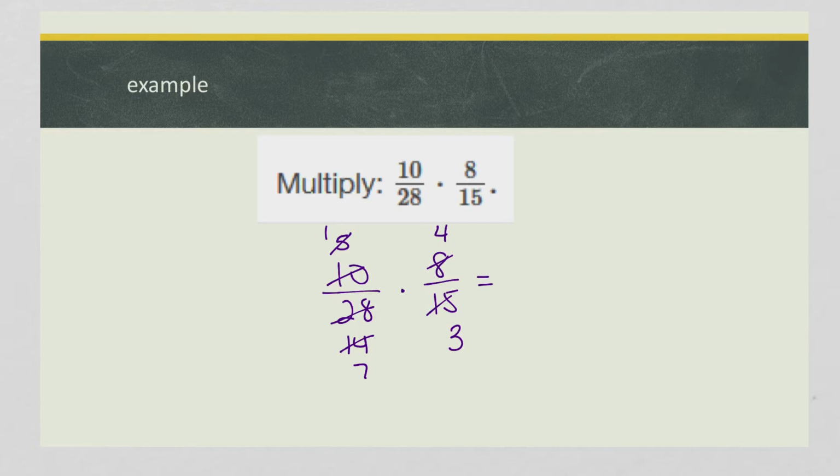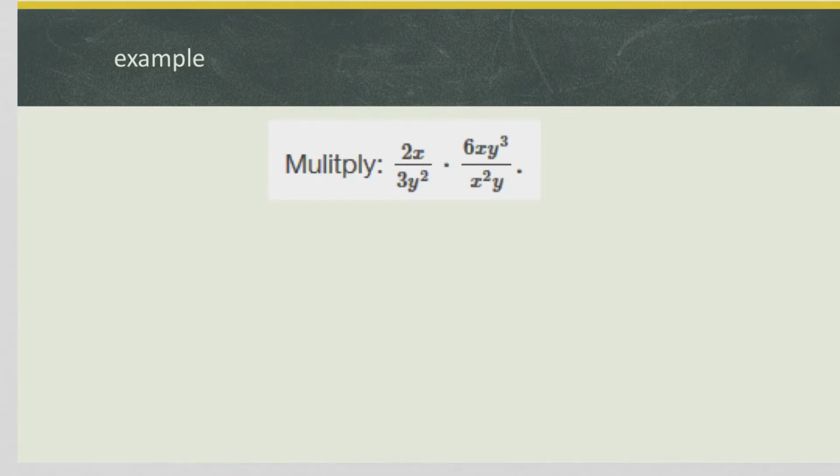Now what's left over I can multiply straight across. I've got 1 times 4, which is 4, and then 7 times 3, which is 21. And guess what? If you reduce fully before you multiply, then you shouldn't have to reduce at the end. So that's just a reminder of how to multiply fractions, because now we're going to do that with some rational expressions. We did something similar to this in the last module.